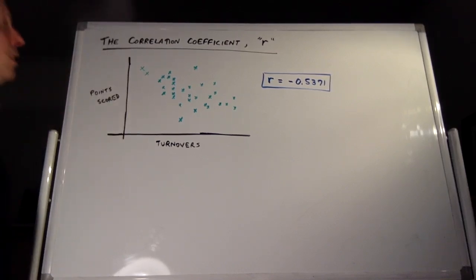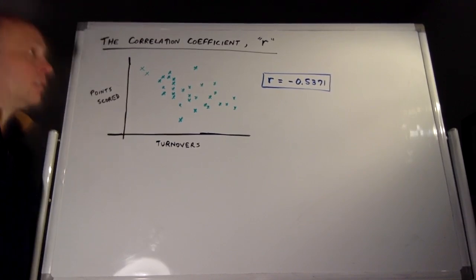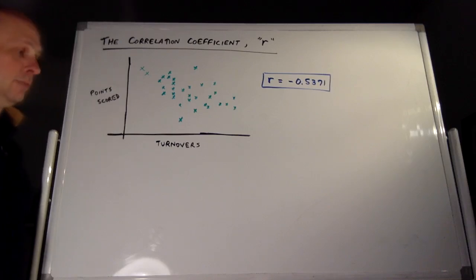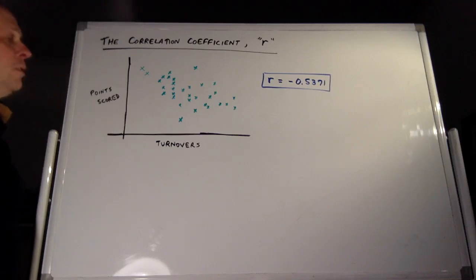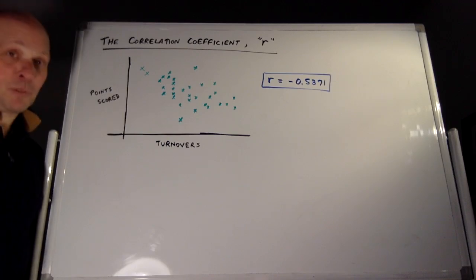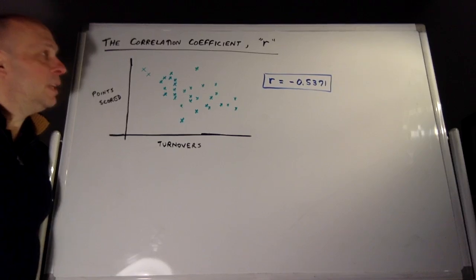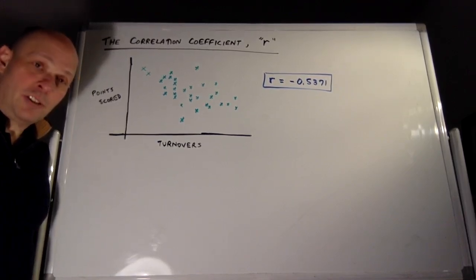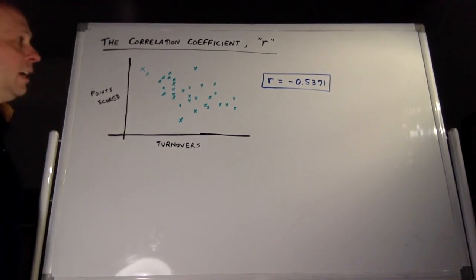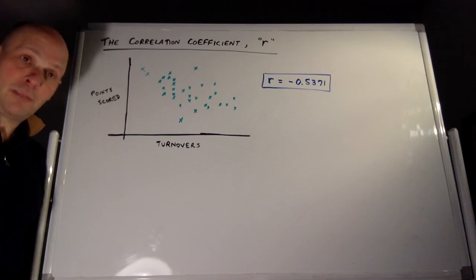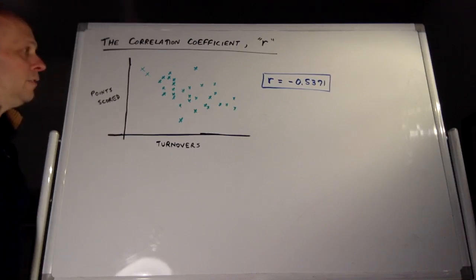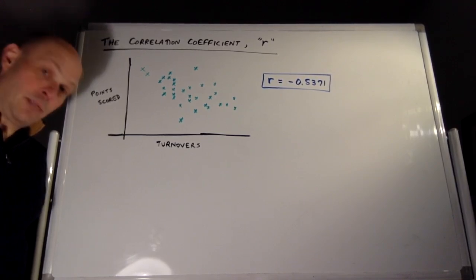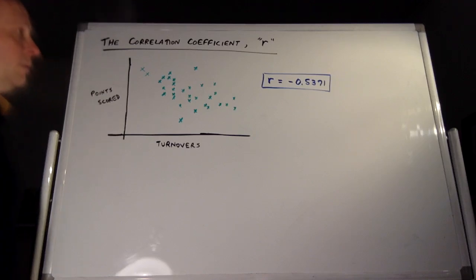Today we're going to talk about the correlation coefficient, or what we refer to as R. This is something you've probably seen before in your other math classes, but it's a measure of how strong your linear association is. It's always going to be a number between -1 and 1. If there's a negative association, you'll have a negative R value. If there's a positive association, you'll have a positive R value.